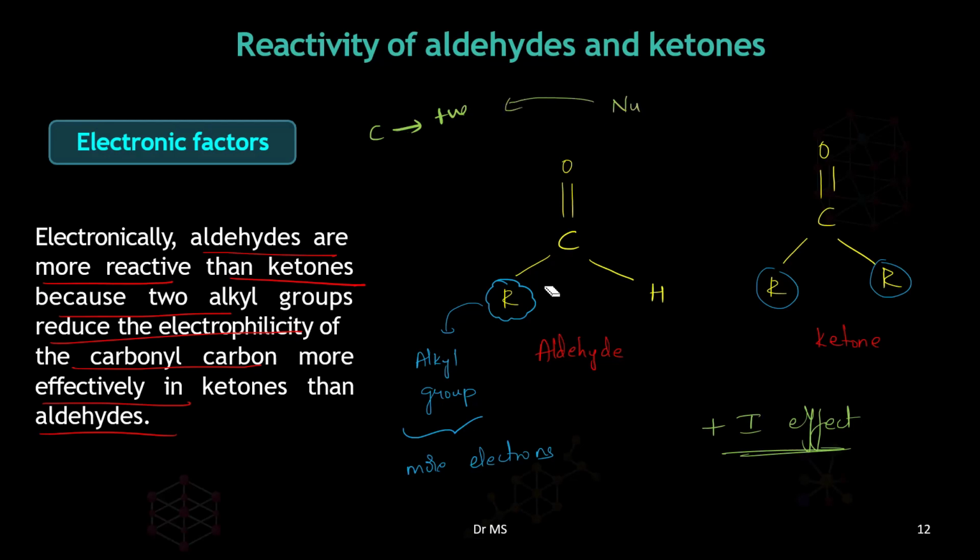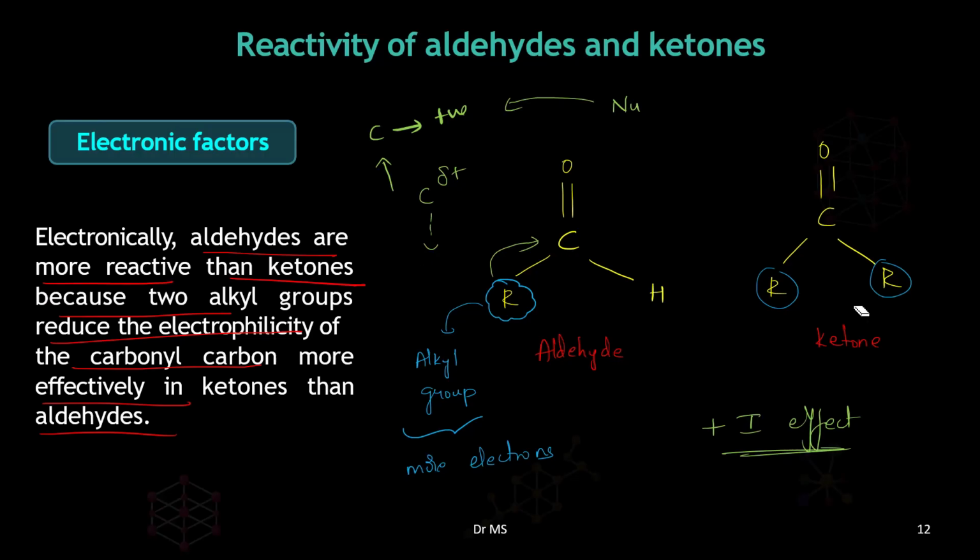But if you see here, the alkyl group is present, which contains more electrons. So this alkyl group can push the electrons to the carbon. Whatever the bond electrons are there, it will push those electrons towards the carbon. When electrons are getting pushed towards the carbon, what happens? The positive charge of the carbon decreases, and whatever the positivity is there will slightly decrease.